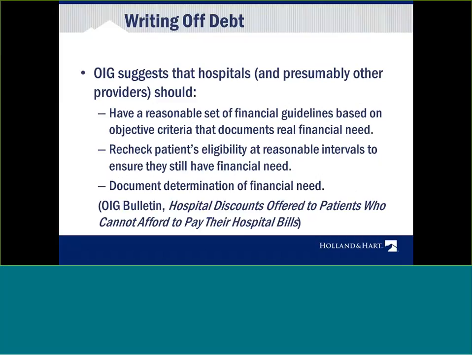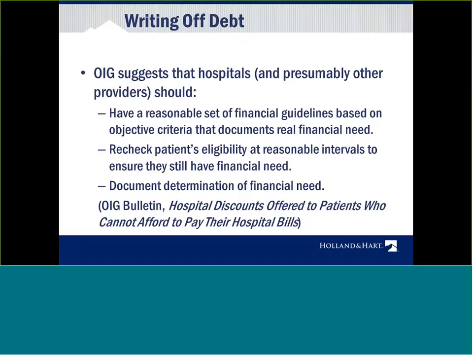And this is in the OIG bulletin. The OIG suggested that hospitals, and likely other providers, it would also be a very good factor to be able to support if you had an inquiry by the OIG, would be to have a set of financial guidelines that give objective criteria for what constitutes financial need.